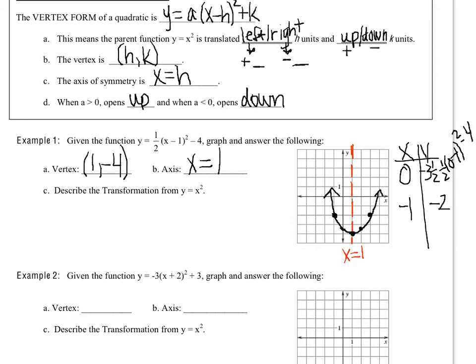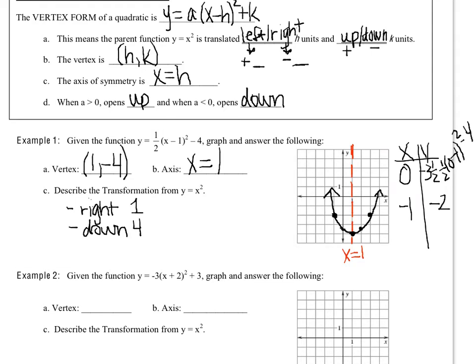And it says describe the transformation. We know that our parent function starts here at 0, 0. And the vertex went to the right 1, and then it went down 1, 2, 3, 4. So we need to say that. We need to say right 1, and we need to say down 4.